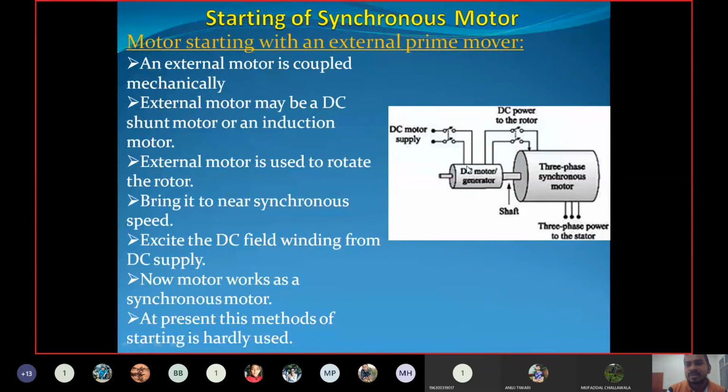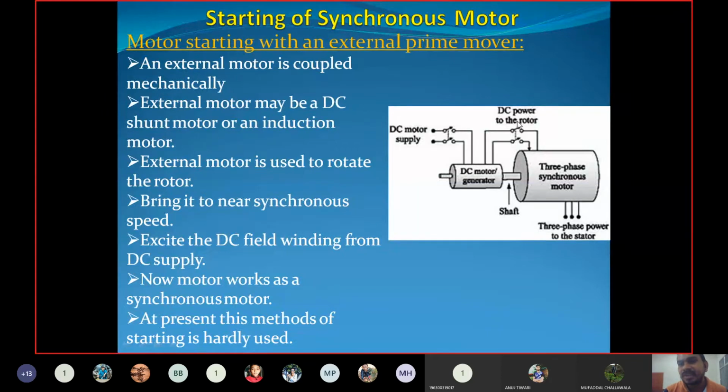So now this induction motor rotates nearly equal to the synchronous speed. So the rotor of the synchronous motor also rotates at a speed nearly equal to synchronous speed. Now up to this point, this synchronous motor operates as an induction motor, not the synchronous motor, because the excitation is not given to the synchronous motor.